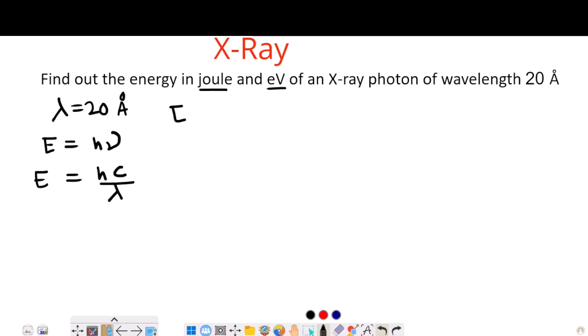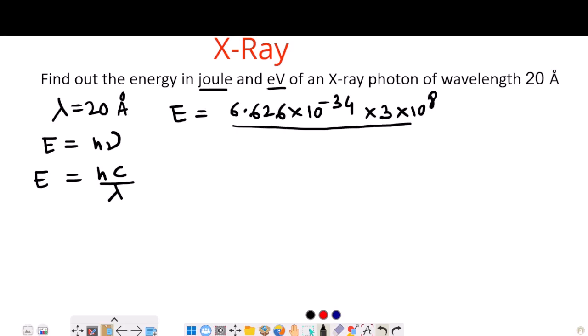So here E is equal to h, the Planck constant, 6.626 into 10 to the power minus 34 joule second, c is the speed of light, that is 3 into 10 to the power 8 meter per second, divided by lambda. Lambda is 20 angstrom. Now we know that 1 angstrom is 10 to the power minus 10 meter, so 20 angstrom is 20 into 10 to the power minus 10 meter. We put all these values in SI, so the energy will be in joule.